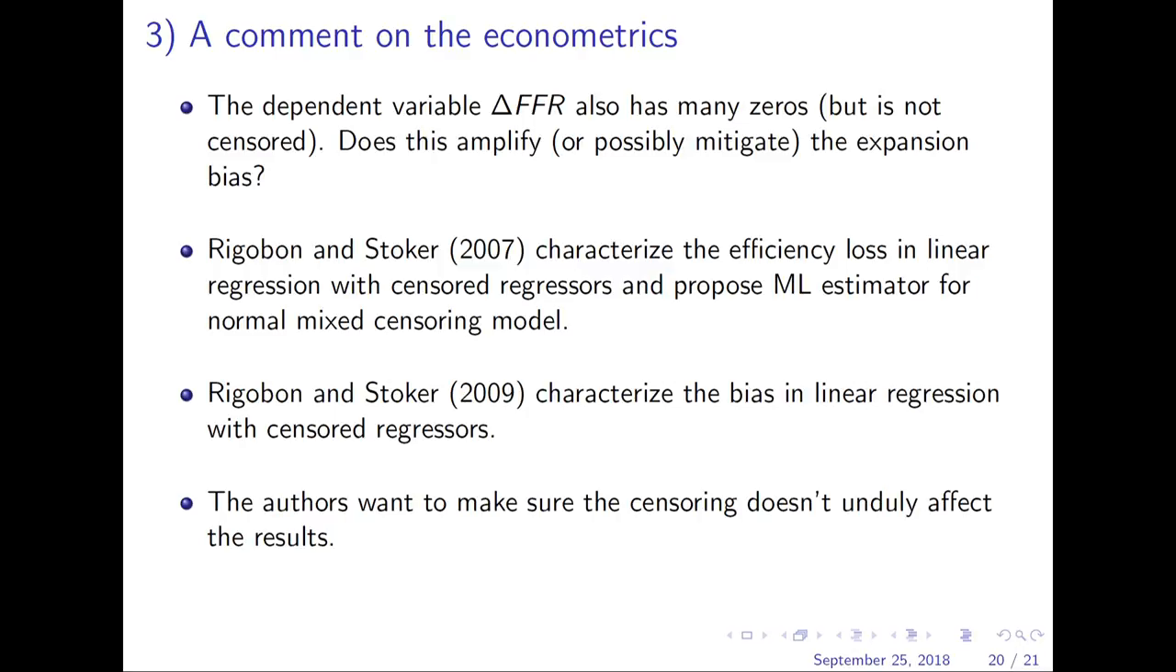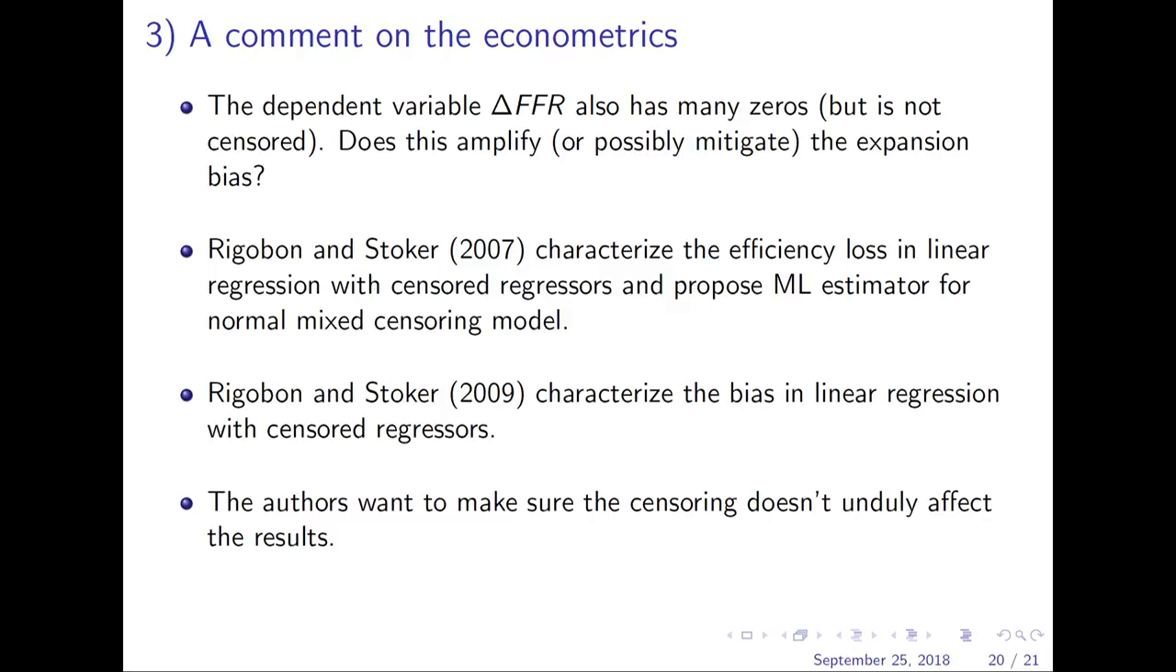Turns out the dependent variable, the Fed funds rate change, also has many zeros, even though it's not zero censored. Oftentimes the Fed doesn't change policy rates. A question that I had and couldn't answer immediately was whether this amplifies the expansion bias that Rigobon and Stoker mentioned, or whether this potentially mitigates it. It could go both ways, I think.